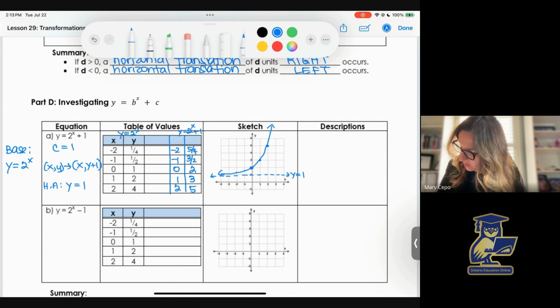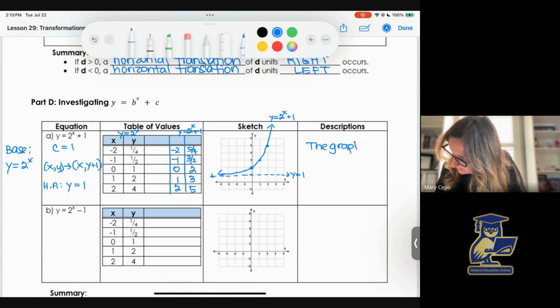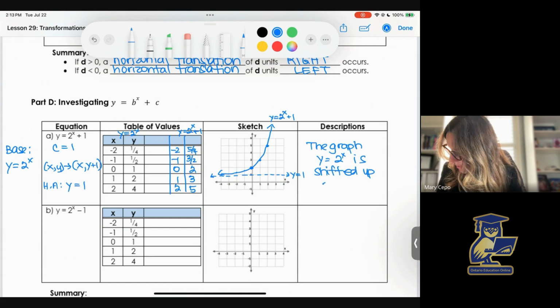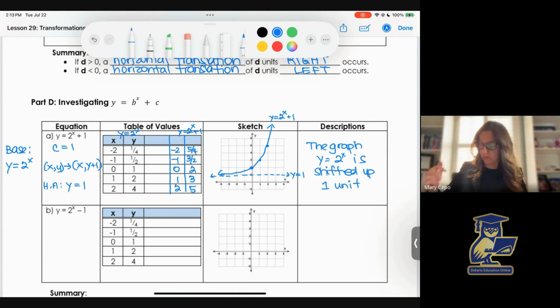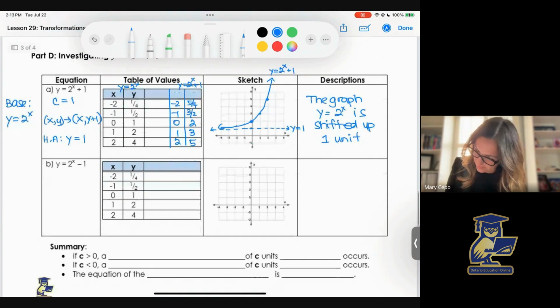Okay, so the whole graph moved up, but that means so did the asymptote. So the base graph, y equals 2 to the power of x, is shifted or translated up 1 unit. And all the coordinates went up by 1, all the points went up by 1.